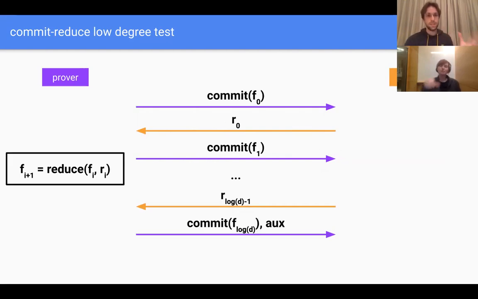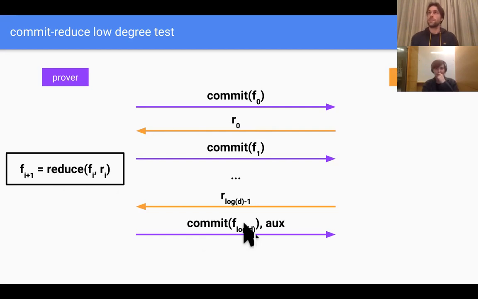Basically the way the low degree test works is that you start with the commitment, which the prover already sent. Then there's a reduction step to go from f_0 to f_1, and this reduction step is seeded by the randomness given by the verifier. The point of this reduction step is that you go from a polynomial of degree d to one of degree d over 2. So you keep halving and halving, and after log d steps, you end up with a constant polynomial.